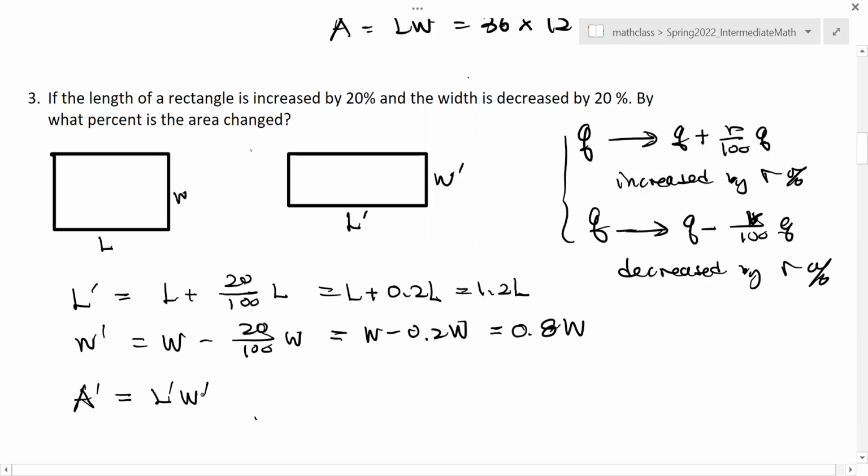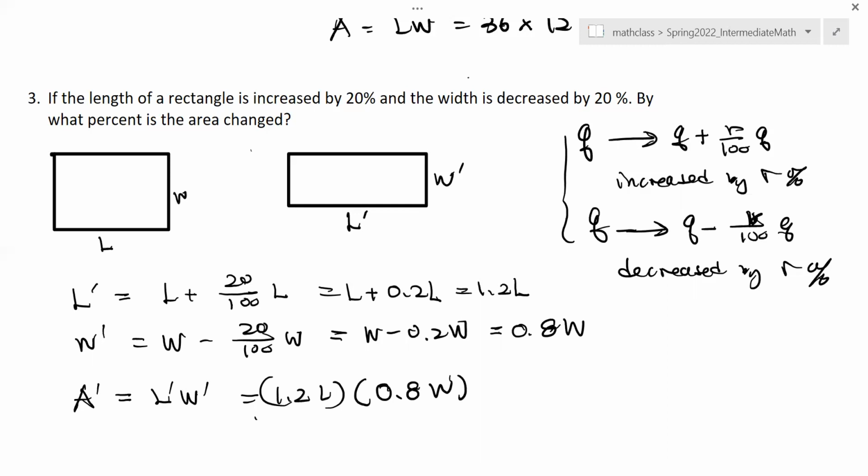We don't know the original length. We don't know the original width. Okay. So L prime is replaced by 1.2 L, and the width is replaced by 0.8 W. And we do the multiplication. Okay, now you can try. You do the multiplication and you multiply this out. 1.2 times 0.8 is 0.96 LW, but LW is the original area.